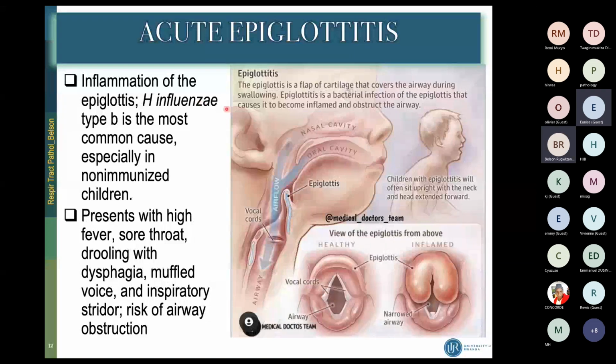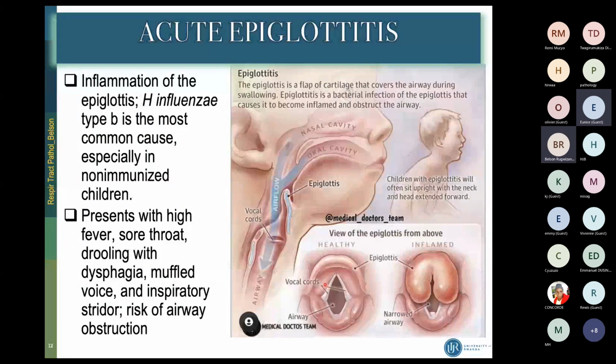So children will present with fever, sore throat, dysphagia, difficulty swallowing, muffled voice, the voice becomes hoarse, respiratory stridor, difficulty breathing in, when they breathe in it sounds like something is choking them. Risk of airway obstruction. So when it is too much inflamed, it can block the airway. And of course, you understand that it can be life-threatening, while it is just, I can say, a trivial inflammation.